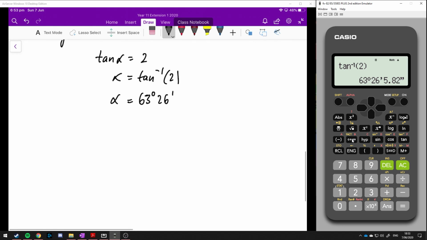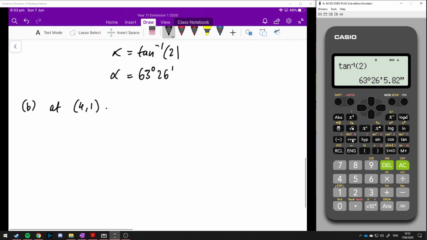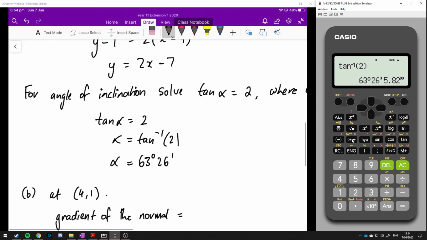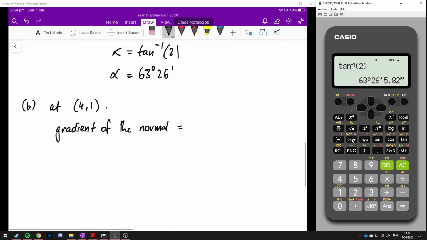Okay, find the gradient and angle of inclination of the normal at A and draw a sketch. So we're still at the point 4, 1. We need to work out the gradient of the normal. The gradient of the normal is just equal to the negative reciprocal of the gradient of the tangent. So the gradient of the tangent is 2, so our negative reciprocal is negative 1/2.